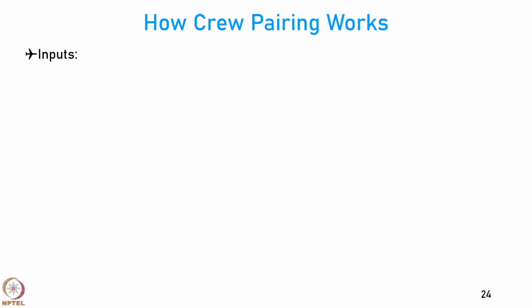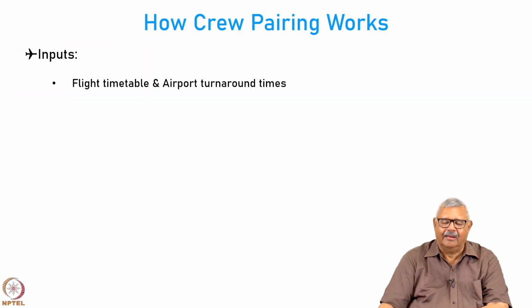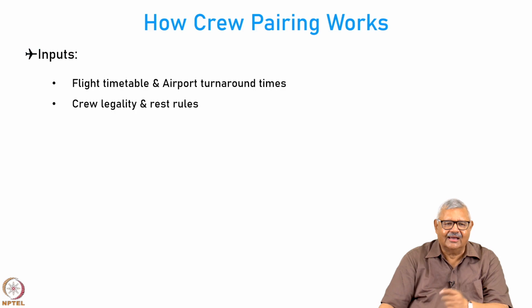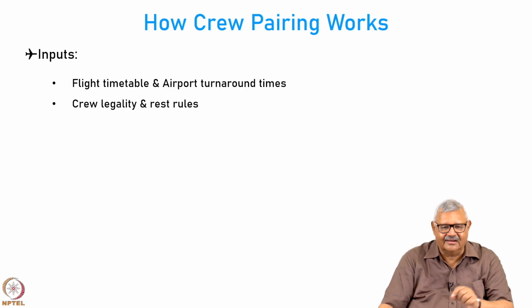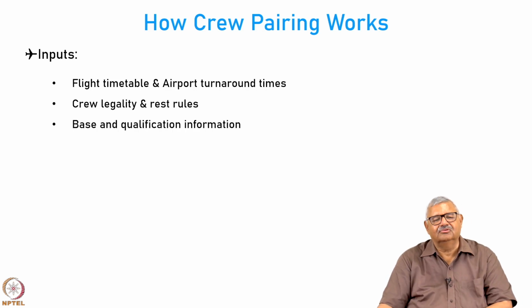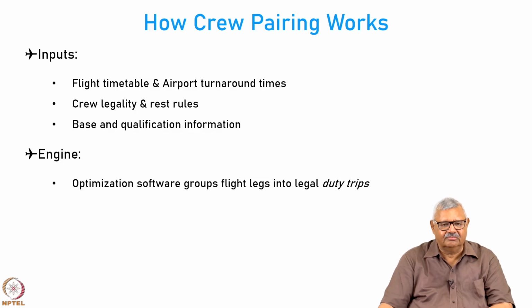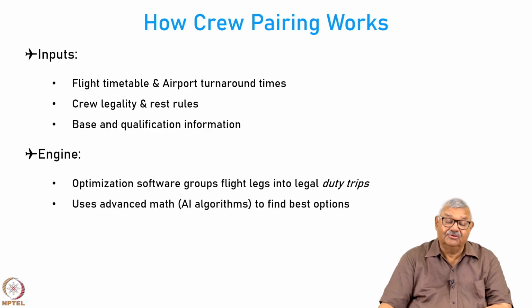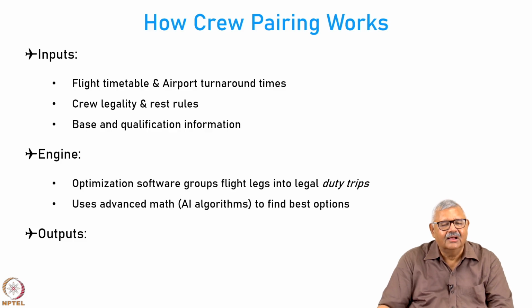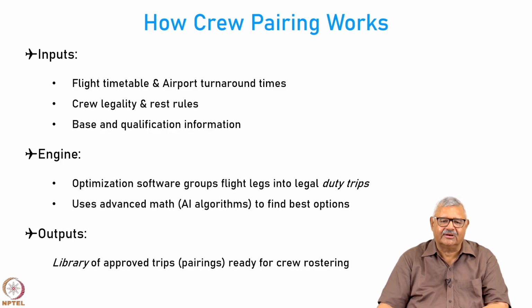How does crew pairing work? There are inputs, as I mentioned: timetable and airport turnaround times, crew legality and rest rules. Is this crew legally allowed to fly this aircraft? Are their licenses current? Is their training current? Then you need to know about the base and qualification information. The engine is the computer program or the system. It uses software to group flight legs into legal duty trips. It uses advanced math, AI algorithms, ML algorithms to find the best solutions. And what does it give you? It gives you a library of approved trips, pairings ready for crew rostering.